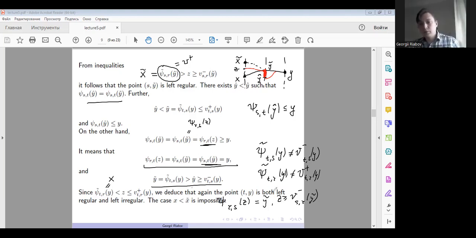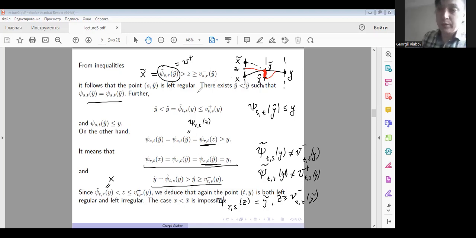As we saw, this is impossible. Psi tilde must be either always equal to v plus or always equal to v minus. We get a contradiction, which means that x cannot be less than tilde x. Actually, similar considerations show that x cannot be bigger than tilde x, and finally, this proves that psi tilde is actually a flow of mappings.